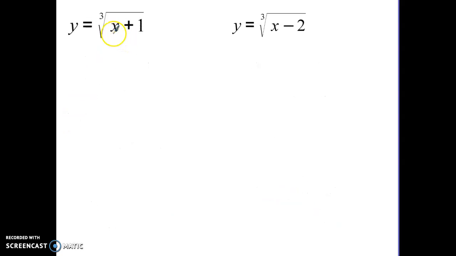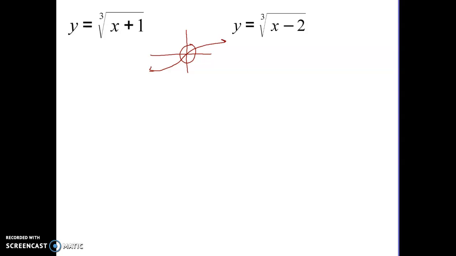Okay, so let's see how that works. I've got a couple of cube root graphs here, and I want to figure out which way this plus 1 and minus 2 is going to move the graph. So I'm going to sketch a cube root right here. All right, there's the graph of a cube root function. And what I want to focus on is the x-intercept. This one happens to have an x-intercept at the origin. It doesn't really matter where your x-intercept is. What matters is that we're focusing on the x-intercept.